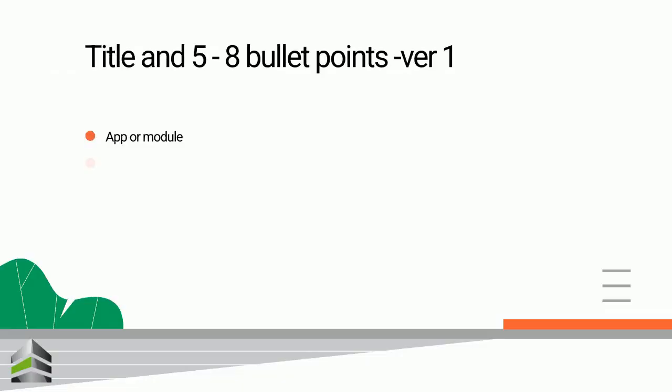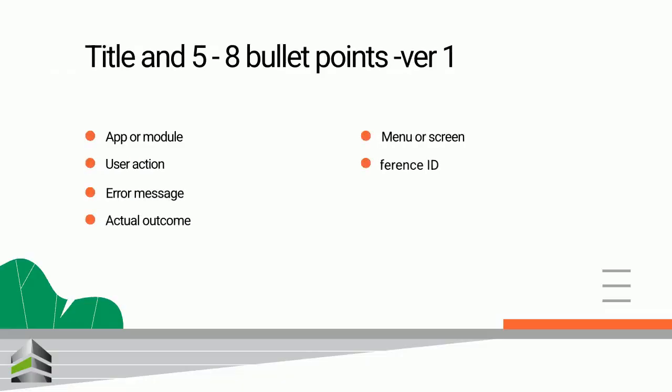To make things easy, we recommend using a simple support template whenever you report an issue. For example: app or module, menu or screen, what I was doing, customer, product or document reference, exact error message, expected result, actual result, screenshot or screenshots. Even a short message becomes much more effective when structured like this.